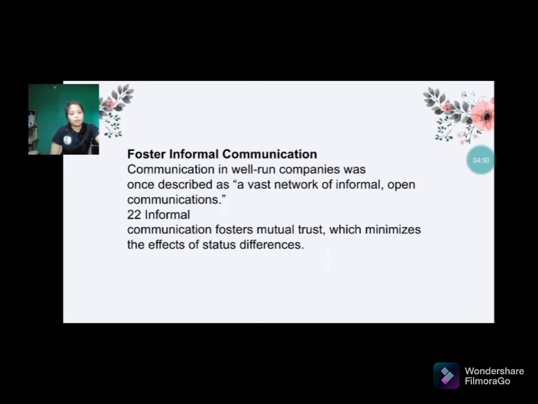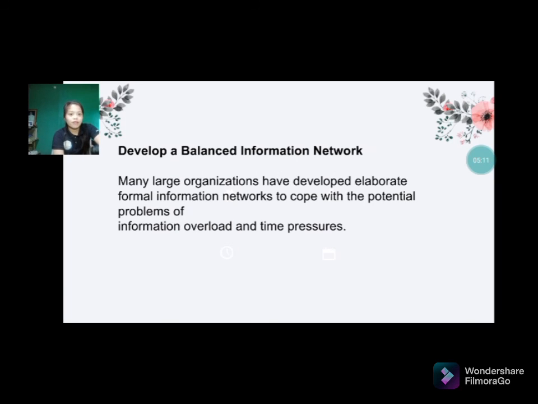Next is foster informal communication. Communication in well-run companies was once described as a vast network of informal, open communications. Informal communication fosters mutual trust, which minimizes the effects of status differences. Next is develop a balanced information network. Many large organizations have developed elaborate formal information networks to cope with the potential problems of information overload and time pressures. A network can also help us communicate with other people who are far away from us.